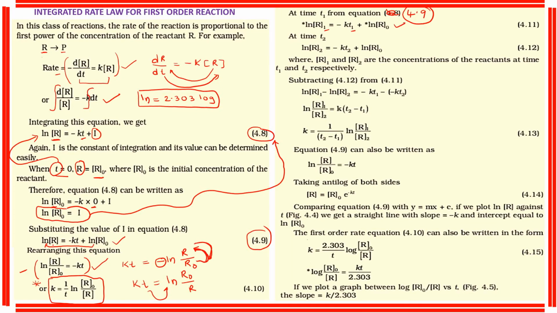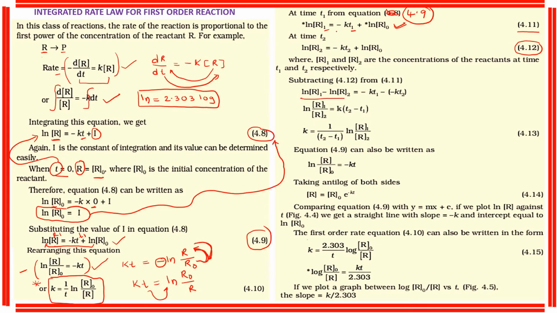So you are going to get this 4.11 expression. Again, in the place of R take R2, and in the place of t take t2, and you will get 4.12. What is the meaning of this? At time t1 this is the rate expression, and at time t2 this is the rate expression. Now after that, I am subtracting 4.12 from 4.11. So you are going to get ln R1 minus ln R2 here.